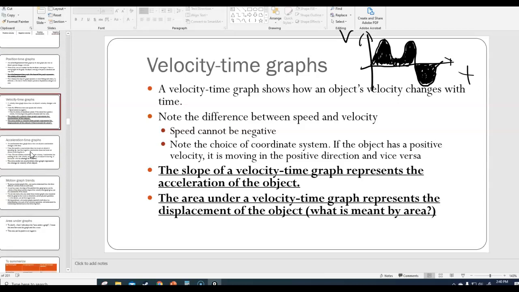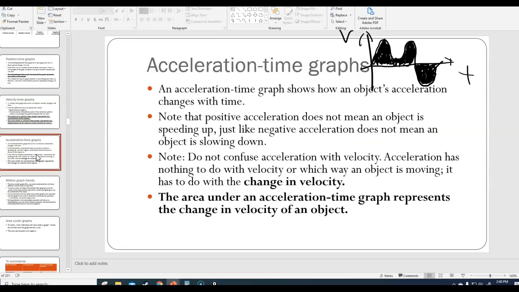And then the last type of graph is the acceleration time graph. Okay, that shows how an object's acceleration changes with time. Notice, by the way, that positive acceleration does not mean an object is speeding up, just like negative acceleration does not mean that an object is slowing down. Alright, I never said that. All I said was that acceleration tells you how much your velocity changes by each second.